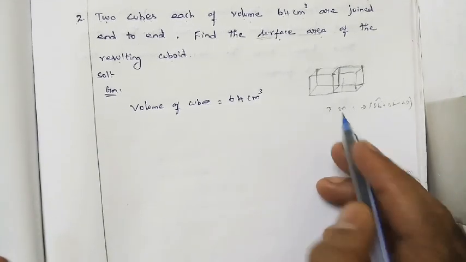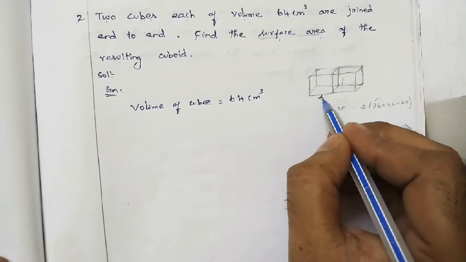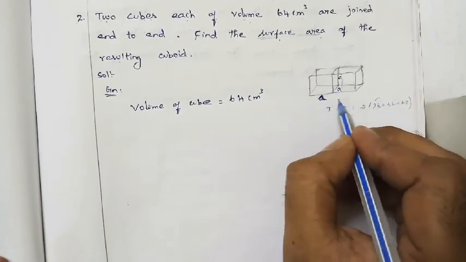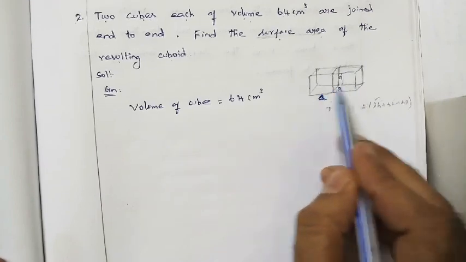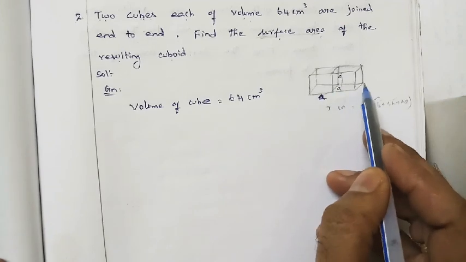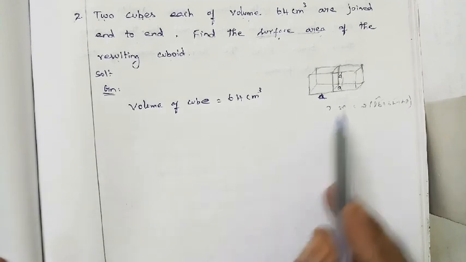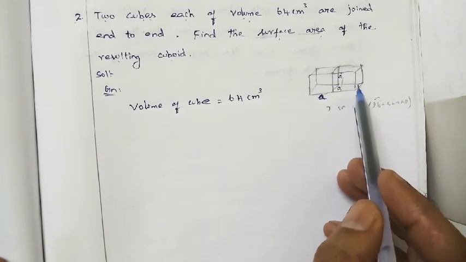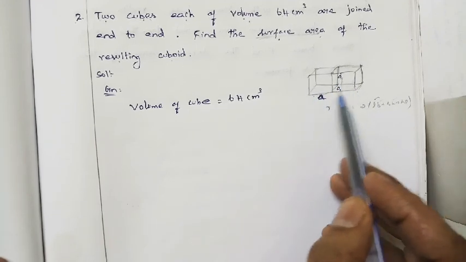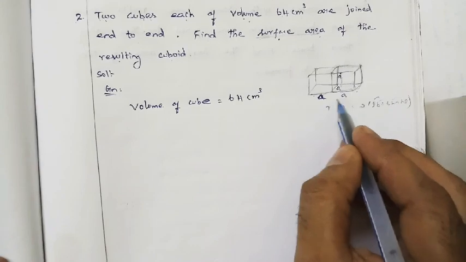If we know the side of a cube, all the sides are equal. Length I am taking as A, breadth also A, as well as height also A. So while we are joining the two cubes, it will become a cuboid. Now we got a new cuboid. The height and the breadth of the cuboid will be equal to those of the cube, but the length of the cuboid is 2 times A, A plus A, which is equal to 2A.